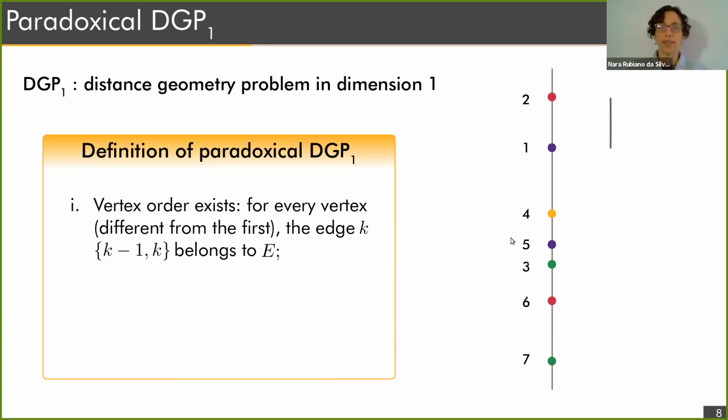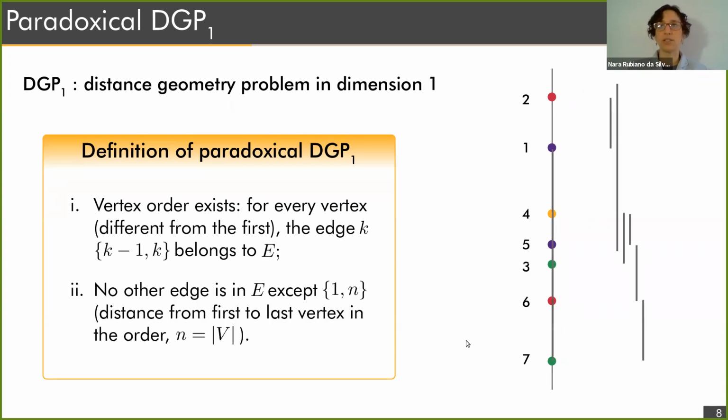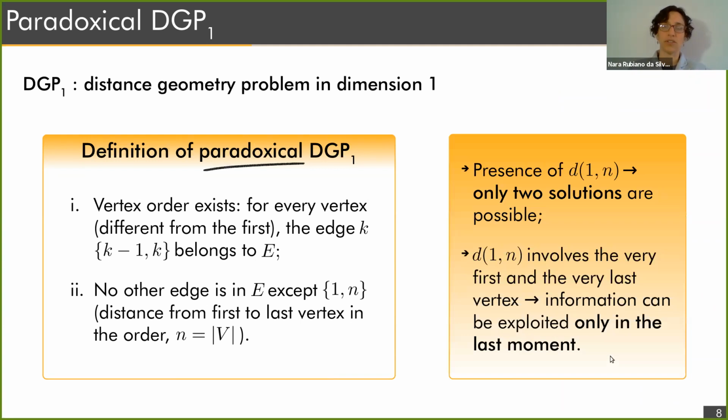And the edges contained in the graph are the edges connecting the consecutive vertices in the order. Apart from them, the only edge still in the graph is the one between the first and the last vertices. And why is this word paradoxical here? Why do you use this adjective?